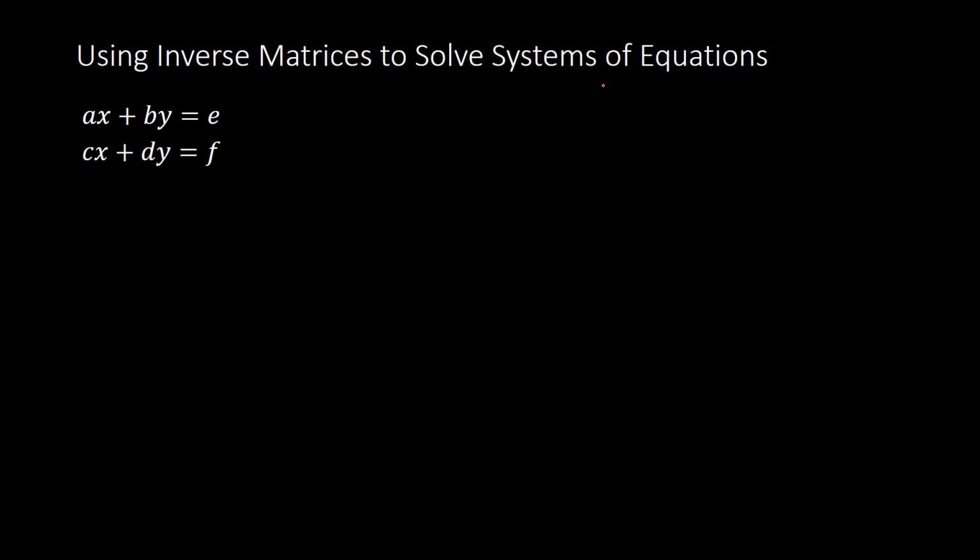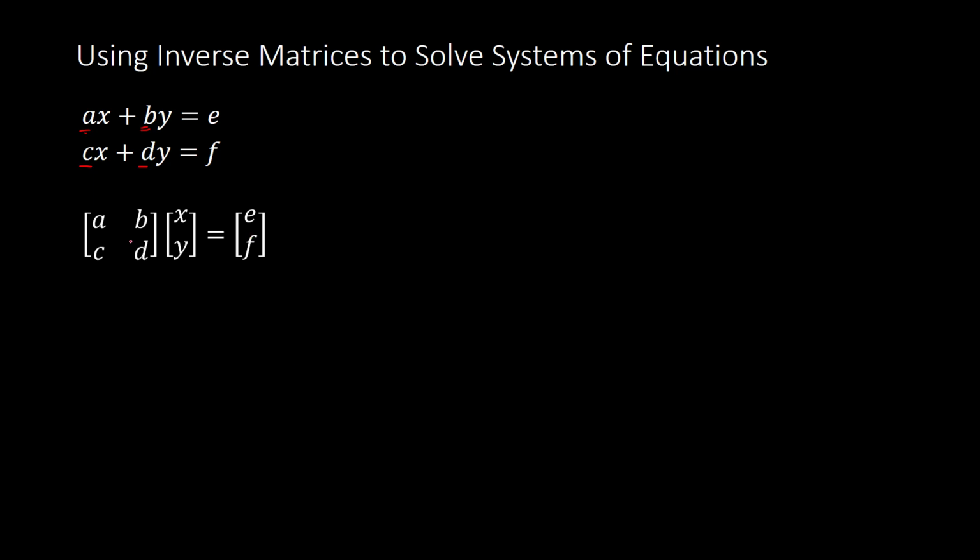And to prove that we can do this, here we're given two general equations, where we have ax plus by equals e, then cx plus dy equals f. And a, b, c, d, e, and f are all just numbers, and x and y are the variables. So to solve a system of equations, we can put the coefficients in one matrix, the a, b, c, and d over here, and then the variables in another matrix. And the e and f go over here in their own matrix on the right side.